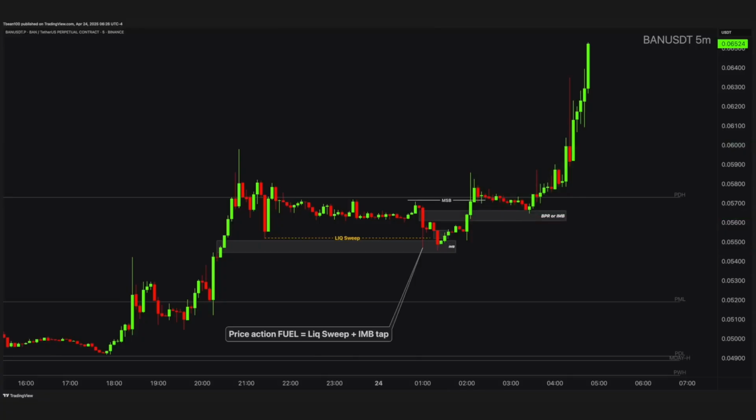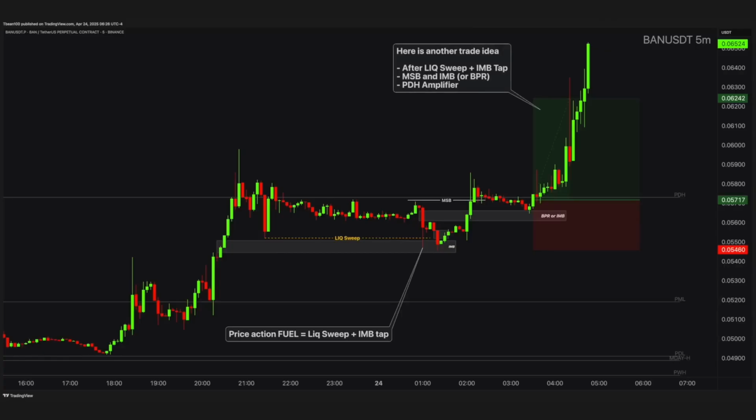My last model is my most common model, with full confirmation, using the market structure break and the imbalances. As you can see, price breaks upwards and dips back into this BPR and imbalance location. And this is actually the overall PDH, previous day high amplifier location as well from the masterclass, making the area stronger for the entry.